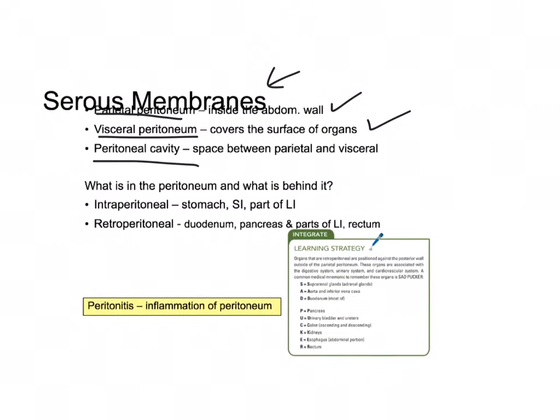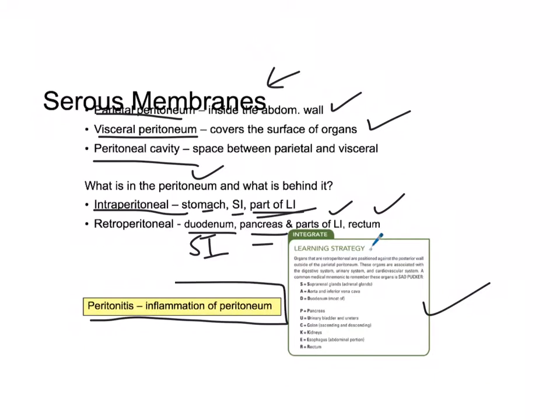Okay, so what's in the peritoneum and what's behind it? So intraperitoneal is the stomach, the small intestines, and part of the large intestines. What's retroperitoneal is the duodenum, which is part of the small intestines, the pancreas, some parts of the large intestine, and the rectum. Okay, and here's a learning strategy to help you remember where they are. And it's maybe kind of gross. So sad pucker.